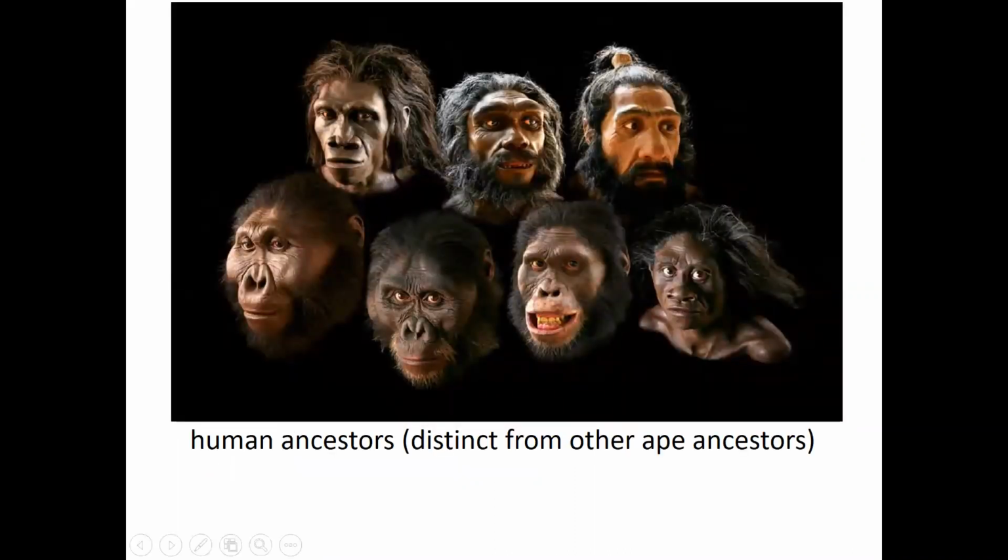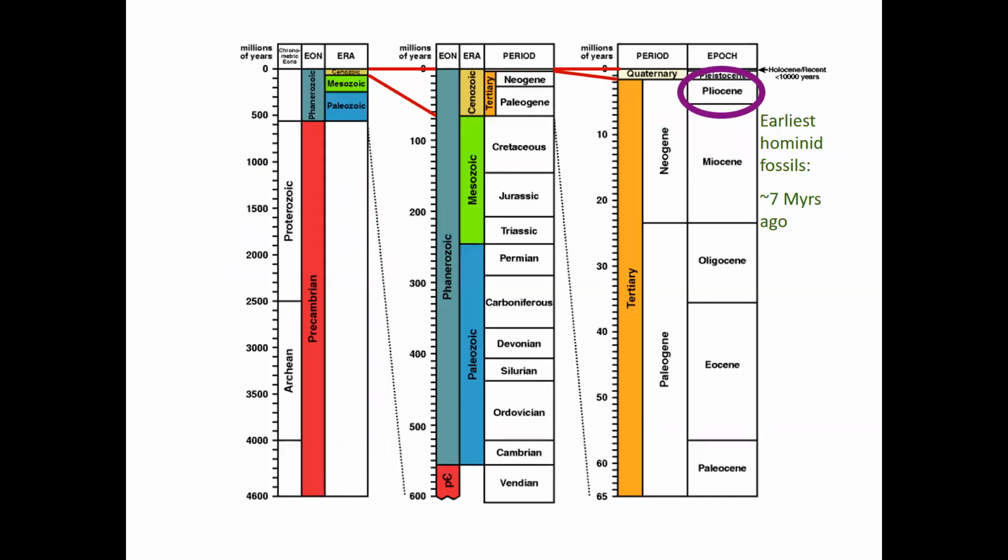So human ancestors are distinct from other ape ancestors. All those organisms that are considered to be human ancestors are directly on our evolutionary lineage and are not shared by any other ape, any other of the great apes. And so the earliest hominid fossils, hominids being the human ancestors, are 7 million years ago. So not that long, right, geologically speaking.